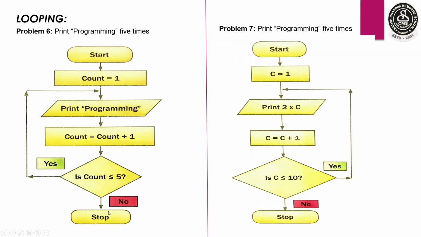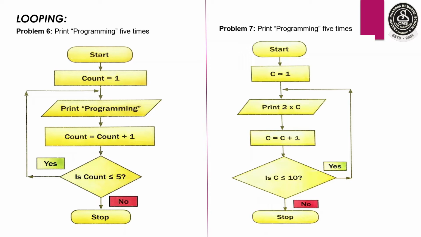If it is yes, it is less than 5, that means maybe it is 2, 3, 4, whatever it is. What will it do? It will again come to this step, print programming. That means we are increasing the value of count by 1. 1, 2, 3, 4, 5. So when count is 1, the answer of the decision box will be yes. Again it will come to print programming.